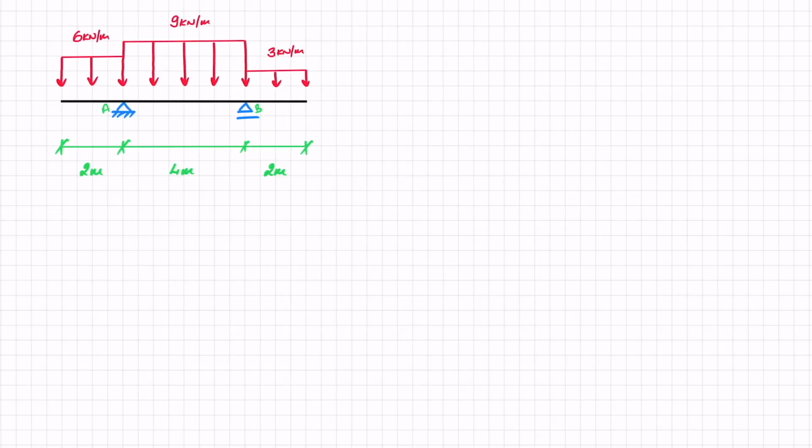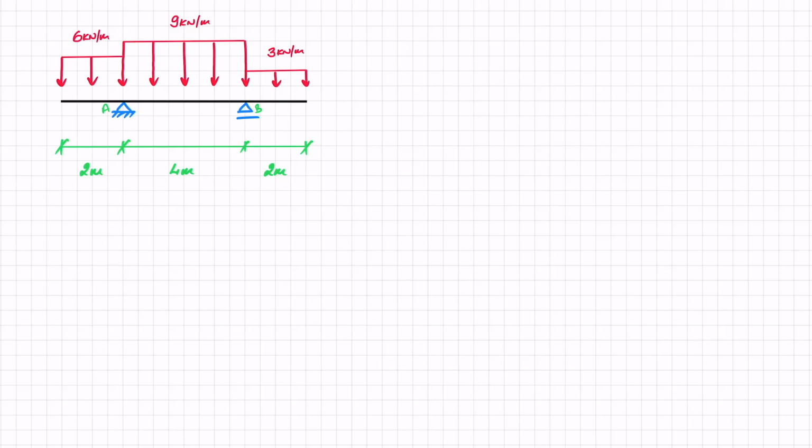Let's see together. As we can see here, we have a beam. However, we have an overhang because we can see that the supports at A and at B are slightly internal to the whole beam length. Up until the first pin support at A, we've got a uniformly distributed load of 6 kilonewtons per meter. Then we've got 4 meters in between two supports, between A and B. We have 9 kilonewtons per meter, and then we've got another overhang from B to the end of the beam with a different uniformly distributed load.